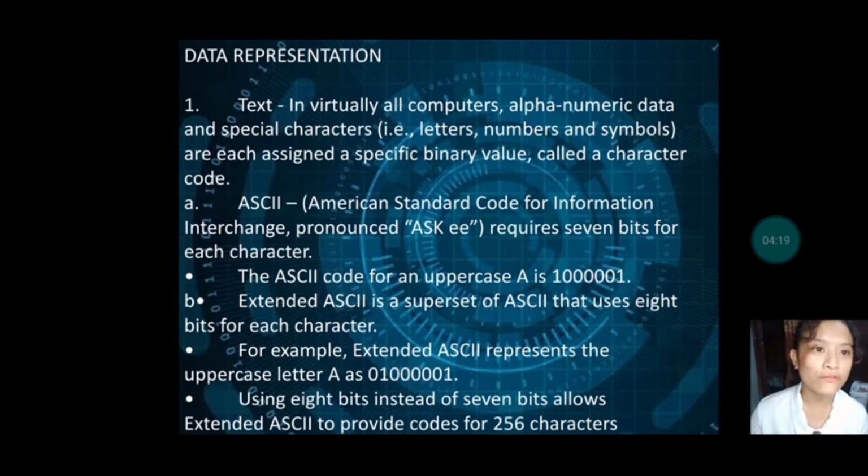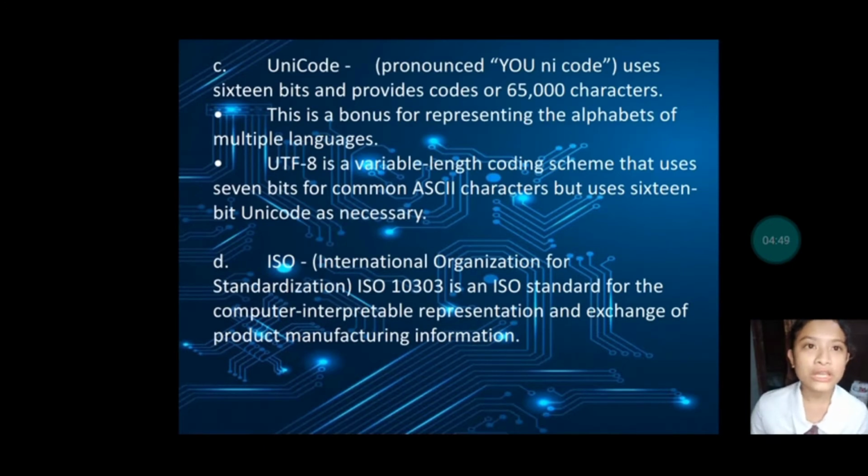B, Extended ASCII is a superset of ASCII that uses 8 bits for each character. For example, extended ASCII represents the uppercase letter A as 01000001. Using 8 bits instead of 7 bits allows extended ASCII to provide codes for 256 characters. Now, letter C, Unicode, uses 16 bits and provides codes for 65,000 characters. This is a bonus for representing the alphabets of multiple languages.